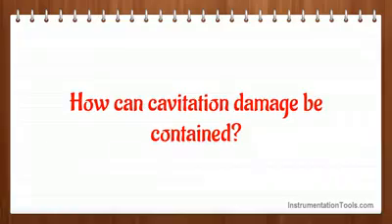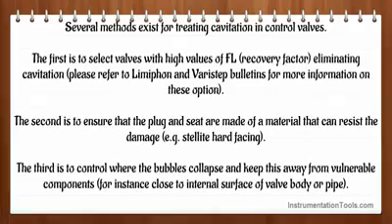How can cavitation damage be contained? Several methods exist for treating cavitation in control valves. The first is to select valves with high values of flow recovery factor, eliminating cavitation. Please refer to Limifin and Varistep bulletins for more information on these options. The second is to ensure that the plug and seat are made of a material that can resist the damage, e.g. stellite hard facing. The third is to control where the bubbles collapse and keep this away from vulnerable components, for instance close to internal surface of valve body or pipe.